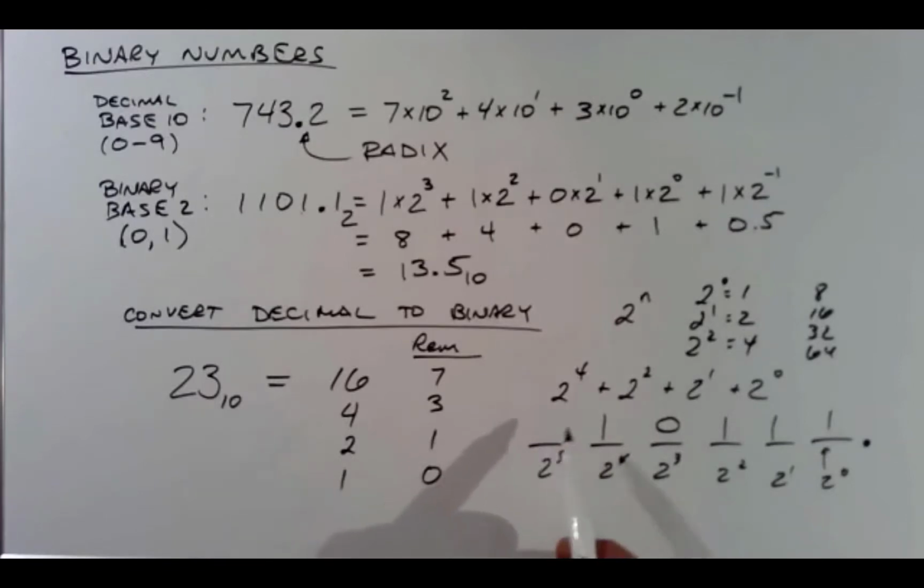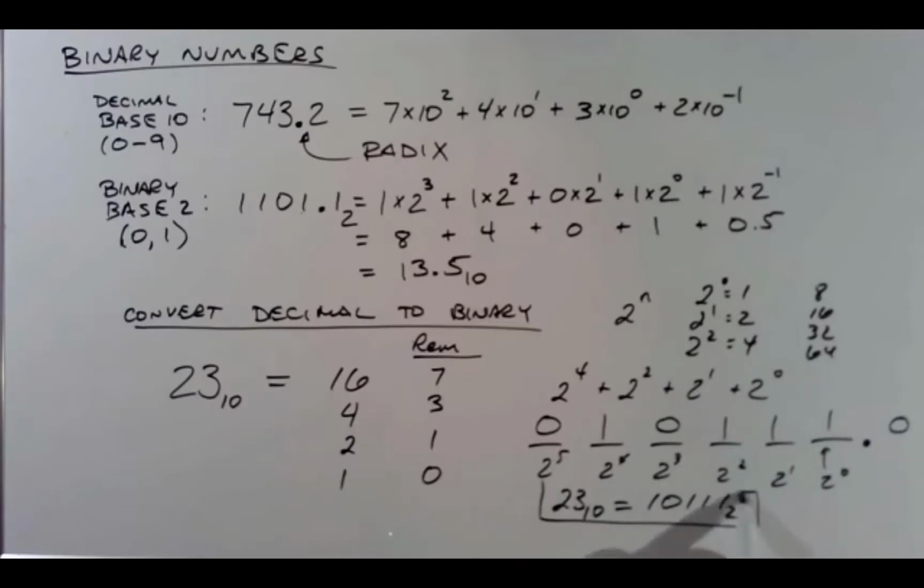And again, you can have leading zeros. I could put a 0 there, right? That doesn't affect anything. I could even put a 0 here. It doesn't affect anything. But what I would say is that 23 base 10 equals 10111 base 2. Okay, using that process. So that's how you would convert decimal to binary. So you'll do some of that.